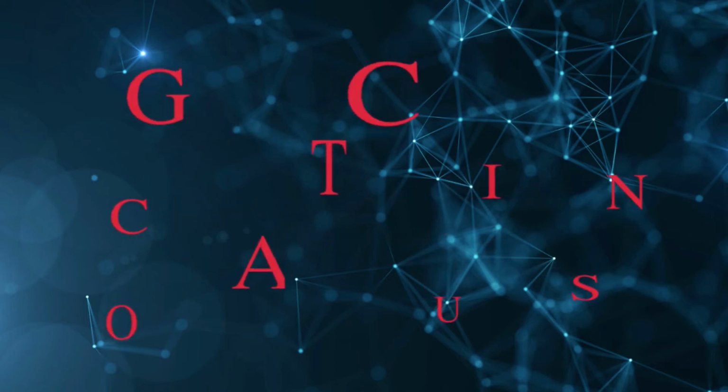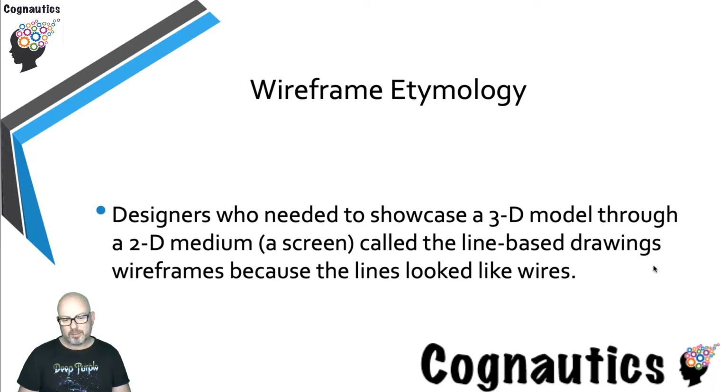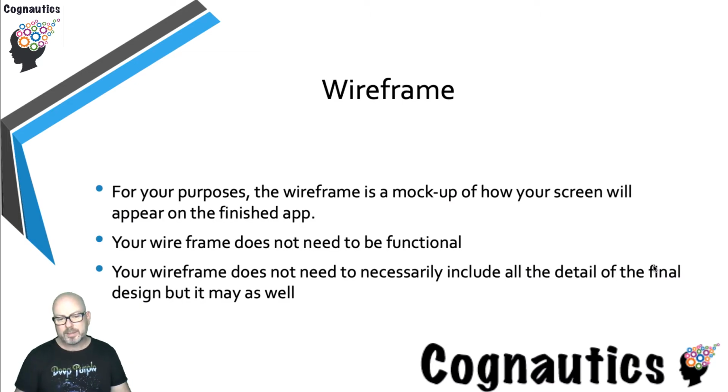The last diagram is a wireframe diagram. Why is it called wireframe? Wireframe comes originally from designers who needed to showcase a 3D model but using a 2D medium, so using line drawings on a computer. And the idea is that the lines, those green lines there, looked a bit like wires, so it was called a wireframe diagram.